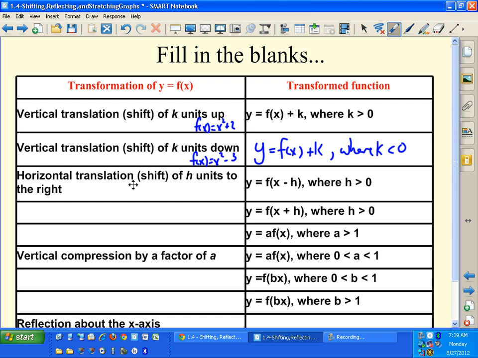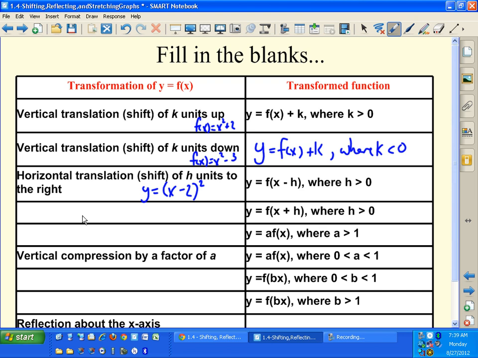And then this one we have a horizontal translation to the right, and so when we have a negative, it's the opposite direction of what it looks like in the function. So in this case it might be something like y equals x minus 2 squared, and that would shift it to the right 2 units.